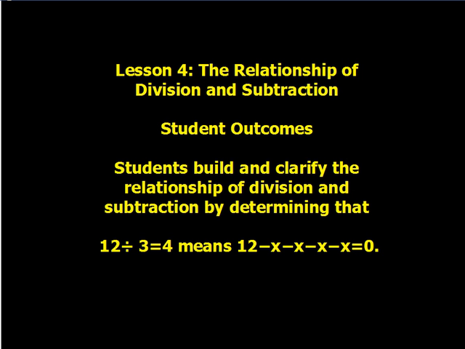Welcome to today's lesson titled Lesson 4, The Relationship of Division and Subtraction. Our student outcomes today: students build and clarify the relationship of division and subtraction by determining that 12 divided by 3 equals 4 means the same thing as 12, take away x 4 times.